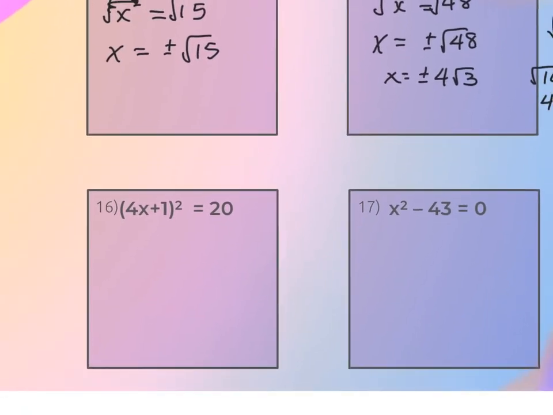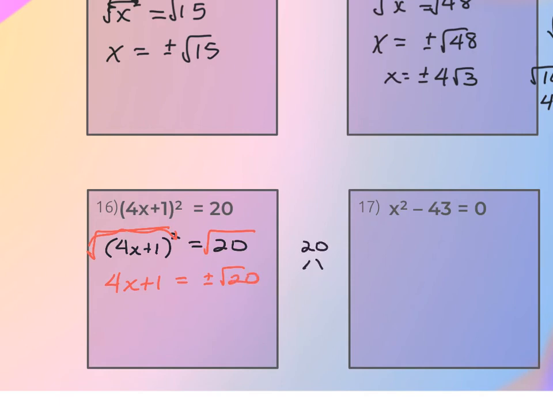Let's try number 16. Again, my square term has been isolated. It's all by itself on one side of the equation. I'm going to go ahead and square root both sides. And then the squaring and the square root will cancel each other out. I'm left with 4x plus 1 is equal to plus or minus the square root of 20. Again, I need to break down the 20. I could break it down to 4 times 5, which becomes 2 square root 5. So now I have 4x plus 1 is equal to plus or minus 2 square root 5.